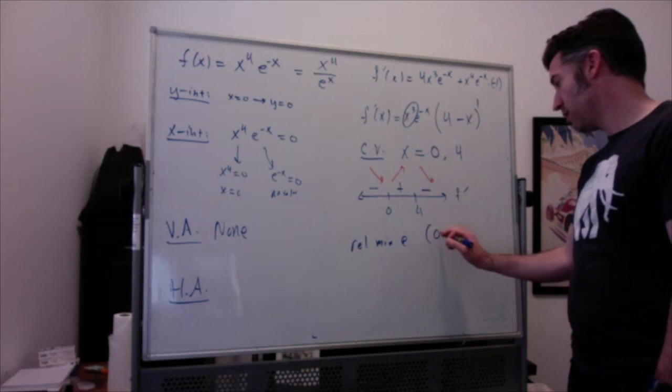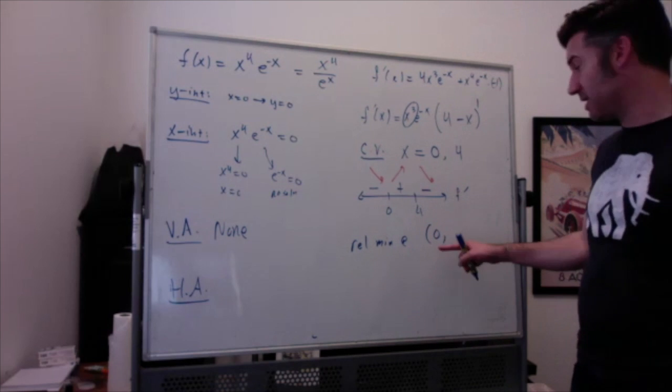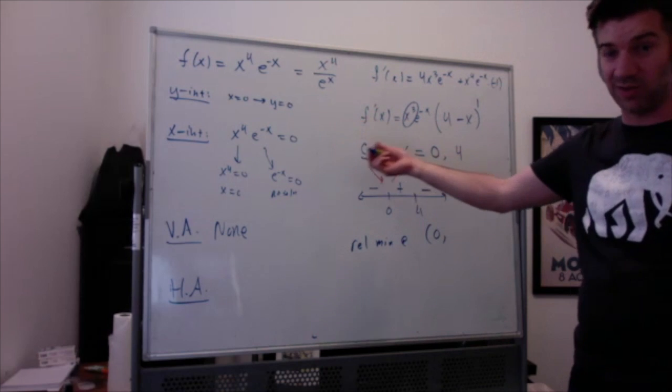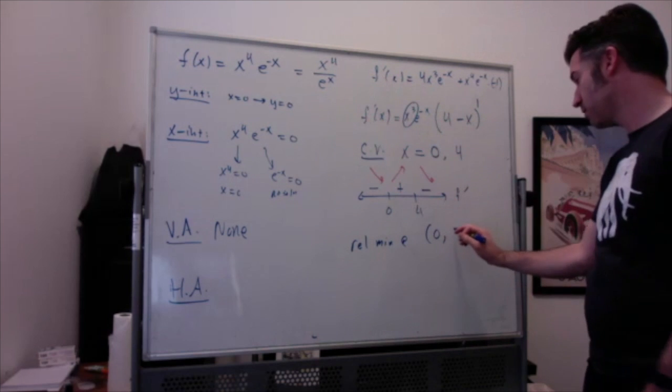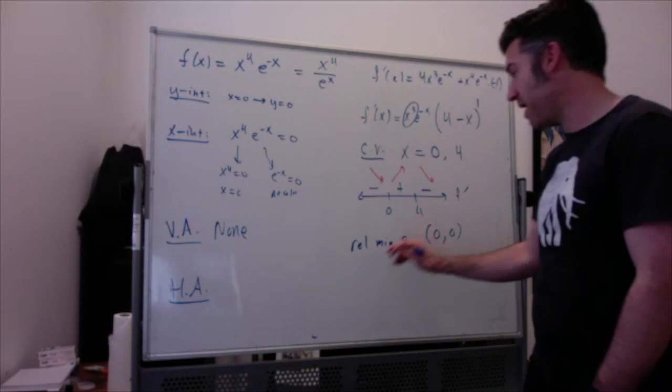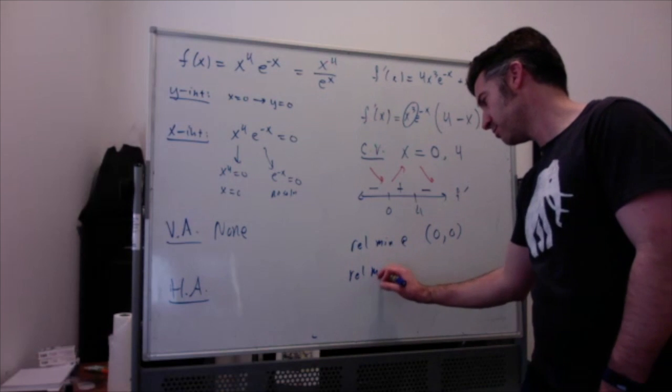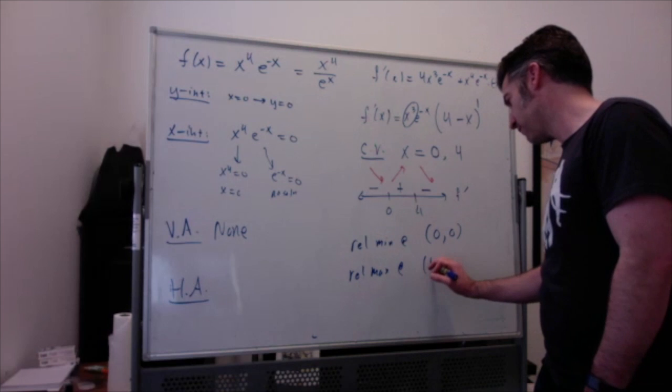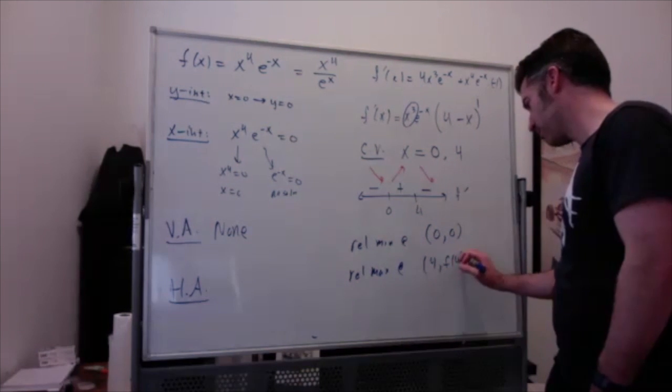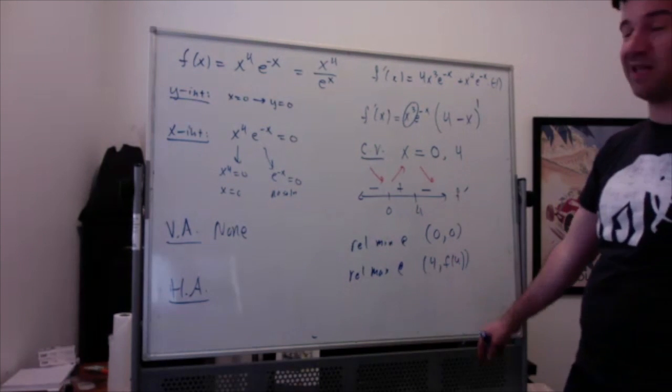We know that, and since it is x equal to 0, we already know the y coordinate is also 0, right? We've already found that. And we have a relative maximum at 4, comma, f of 4.